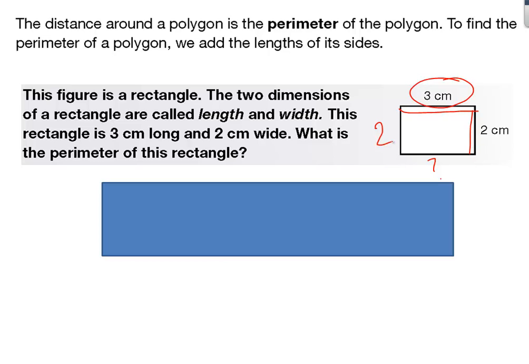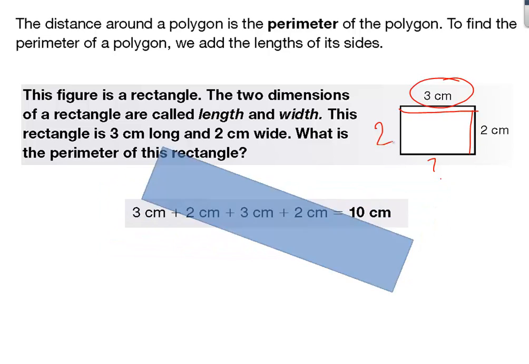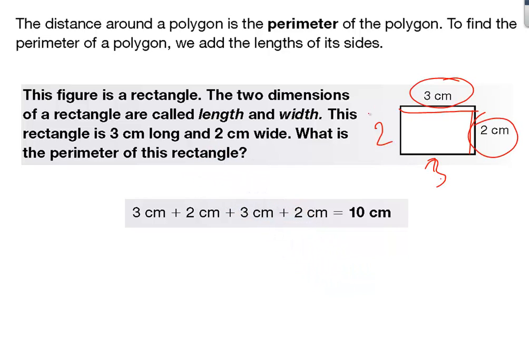So what's the perimeter of this rectangle? Well, we just add them all together. The 3 plus the 3 is 6, plus the 2 is 8, plus 2 more is 10. Our answer is 10. That's the perimeter of that rectangle.